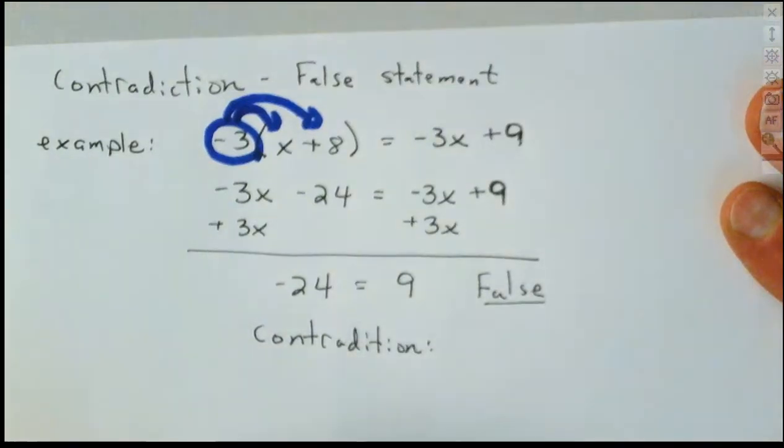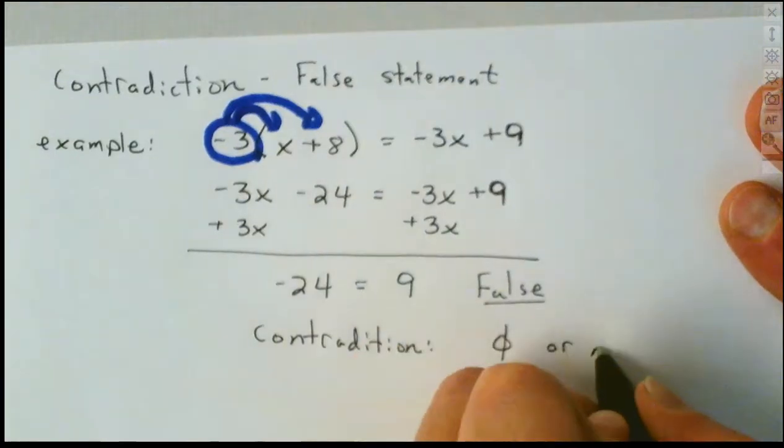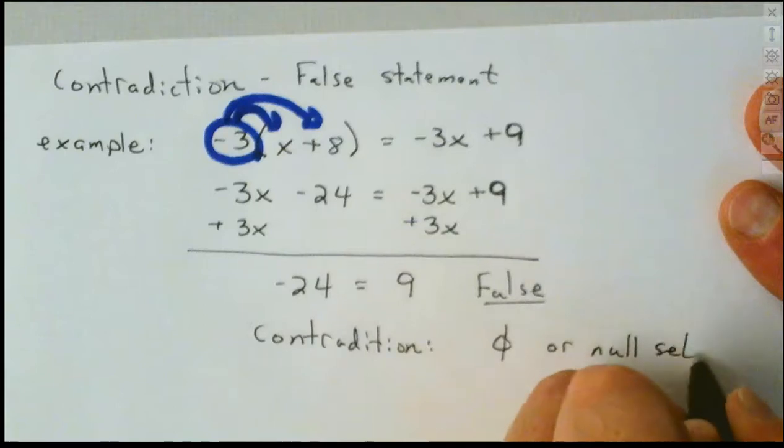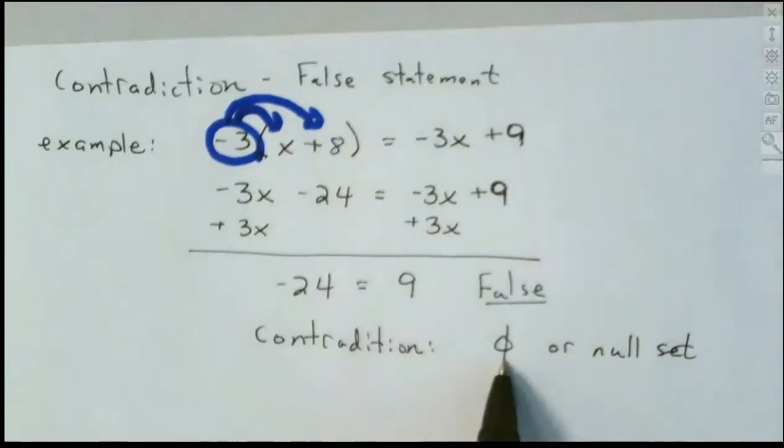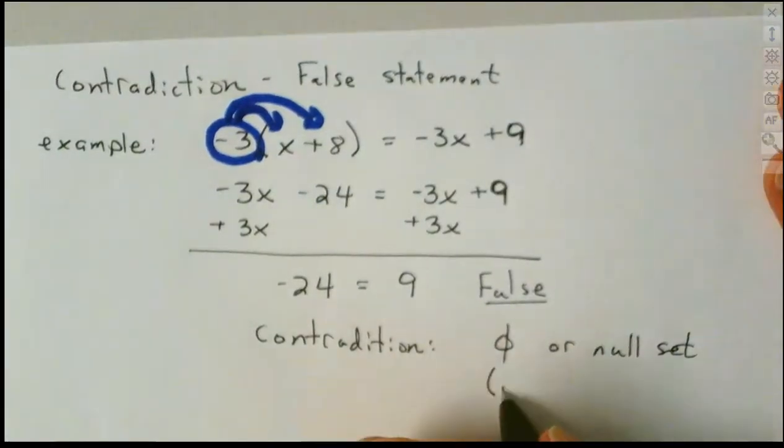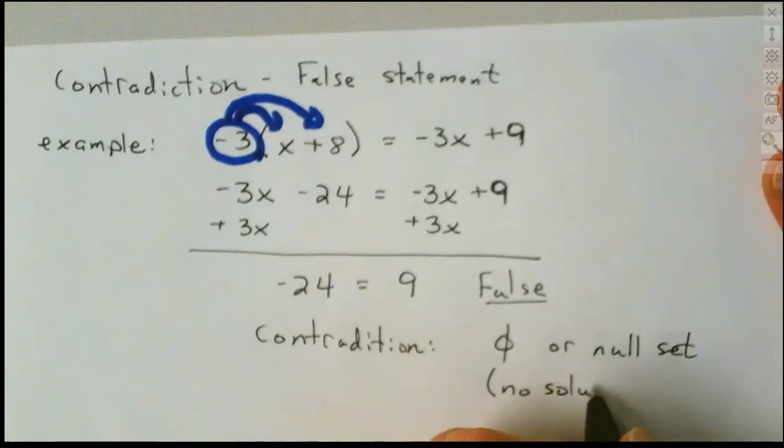And your solution is going to be either the empty or the null set. Some textbooks use the empty set. Some textbooks just write out null set. No solution. That just means no solution. No number will ever make it work.